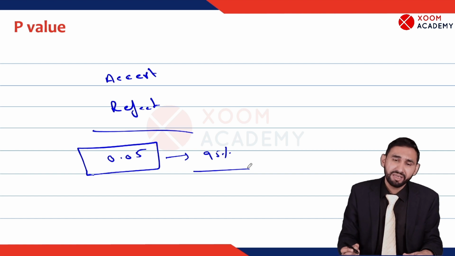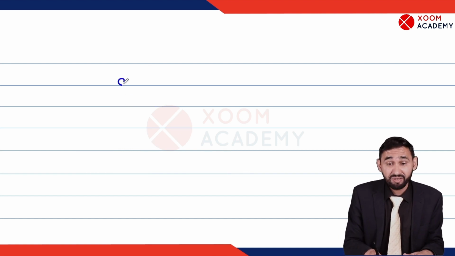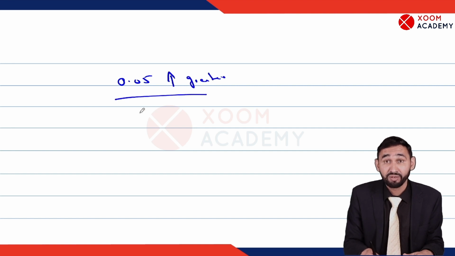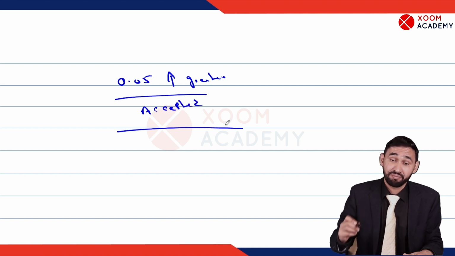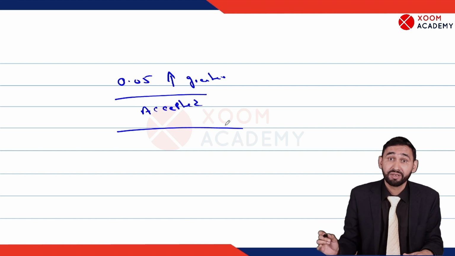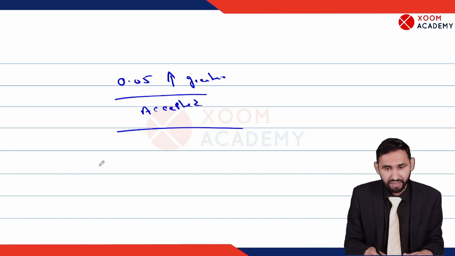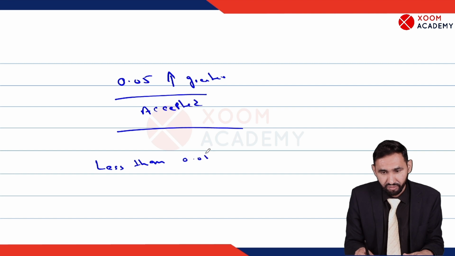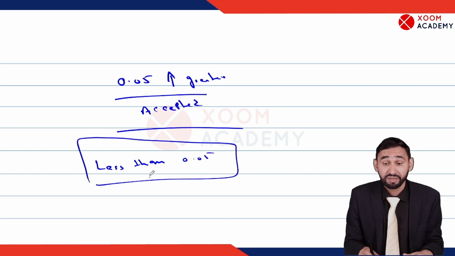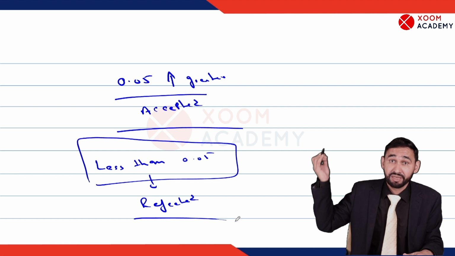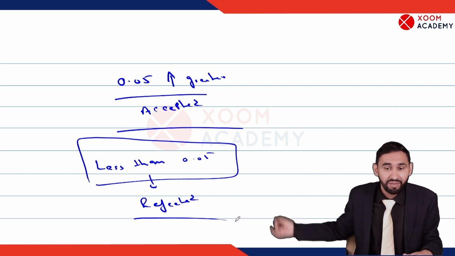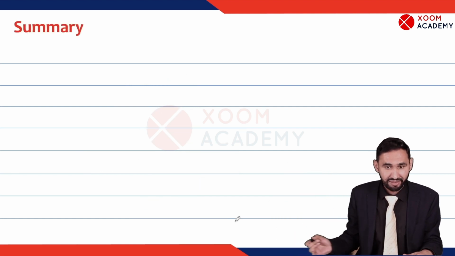What does 0.05 indicate? If p-value is 0.05 or greater than 0.05, null hypothesis is accepted. Why? Because it is the probability of acceptance. As p-value increases, probability of acceptance increases. If p-value is less than 0.05, then null hypothesis is rejected. Remember these two values. If it is greater than or equal to 0.05, it is accepted. If it is less, it is rejected.